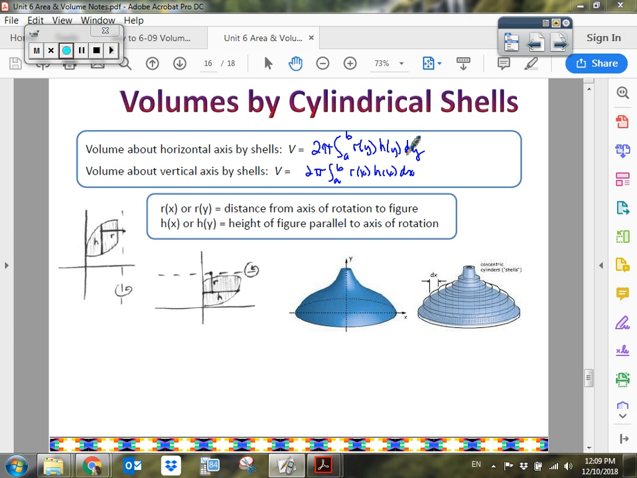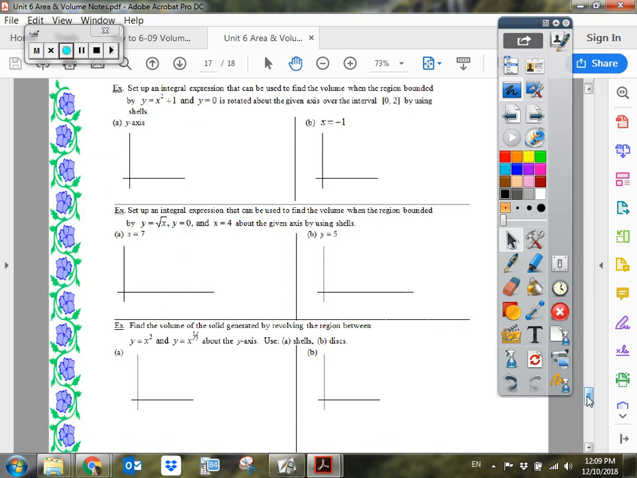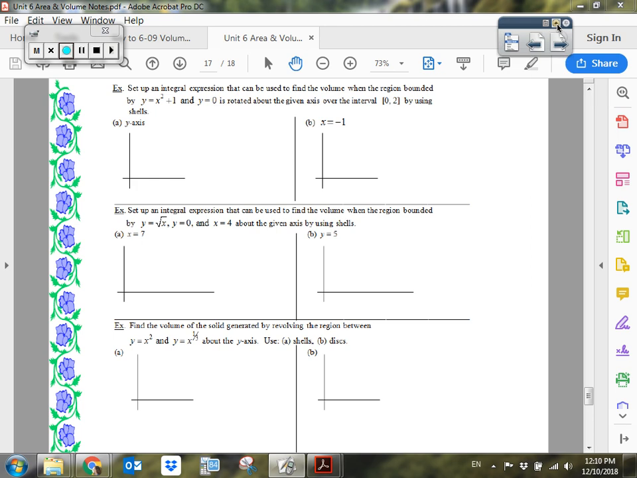All right, so let's jump into some examples. The first one asks us to set up an integral expression that can be used to find the volume when the region is bounded by y equals x squared plus 1 and y equals 0. And the first one, we're going to rotate about the y-axis. We're going to be using shells.